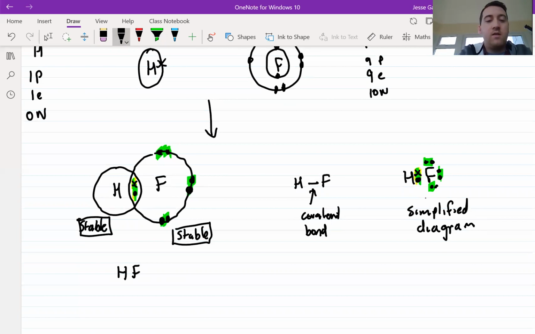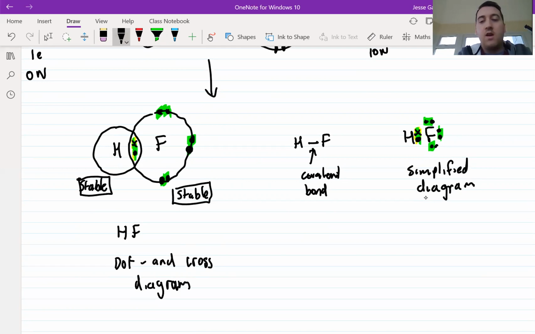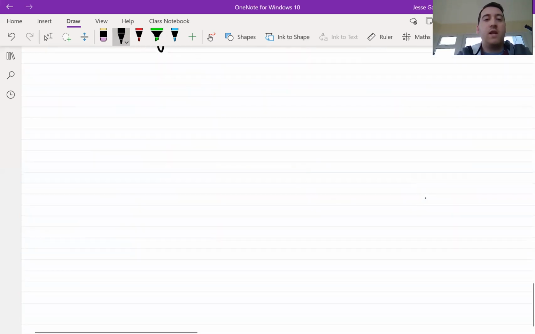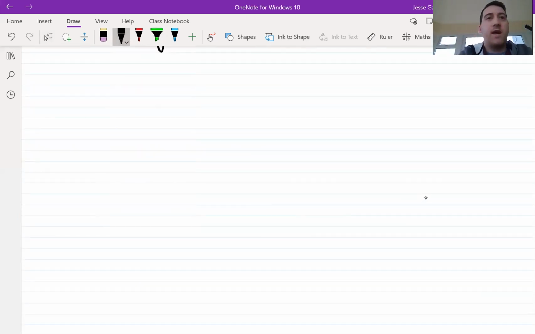So this here, the main one, is what we call a dot and cross diagram. And as you can see, why? Because we use dots and crosses to show the electrons. This is a dot and cross diagram. This one over here is a simplified dot and cross diagram. All right, we're building up to harder and harder ones. Let's look at one that's even a little bit more complicated now.